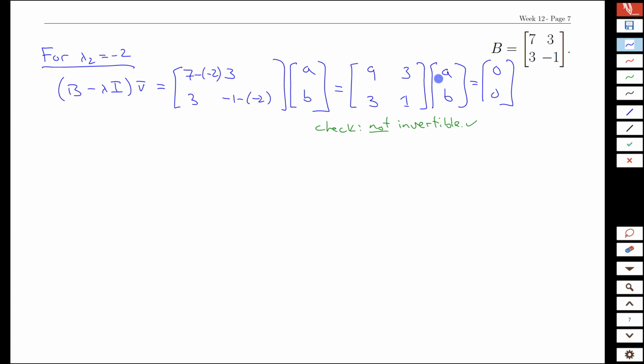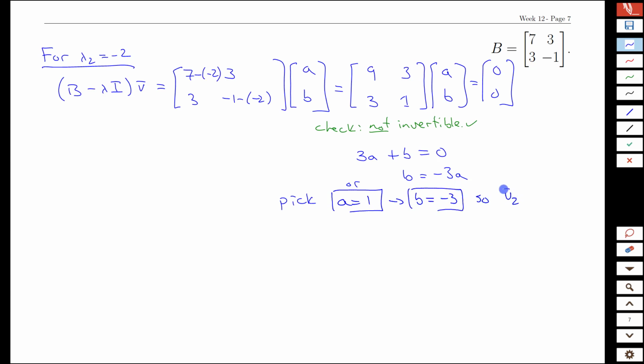All right, let's grab the second row this time. 3a plus b equals 0, or b equals -3a. So we can pick, let's pick a equals 1. That would give us b equals -3. So v2 as 1, -3 is an eigenvector for lambda 2 equals -2.